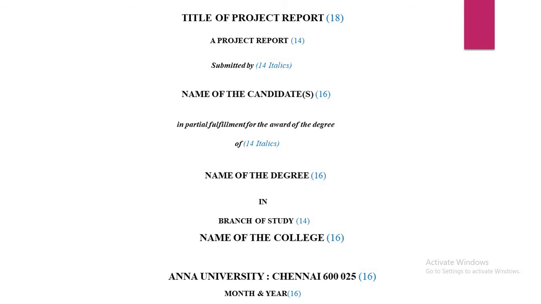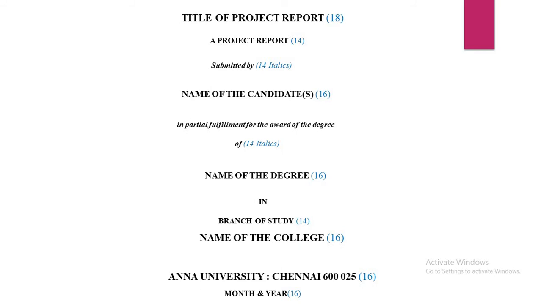So this is an example for writing your title page or the cover page. First, you have to mention the title of your project report, and the font style you have to use is Times New Roman, and the font size is 18. Then a project report, size 14, submitted by, italicized and size is 14. Name of the candidate or name of candidates. That is, if you are doing the project group wise, you can mention the names according to your register number or alphabetical order with the font size 16.